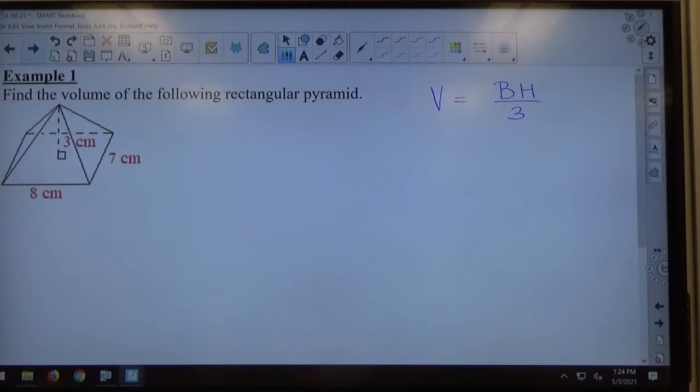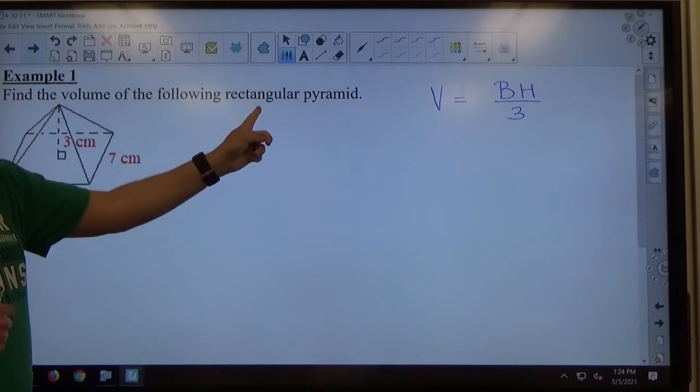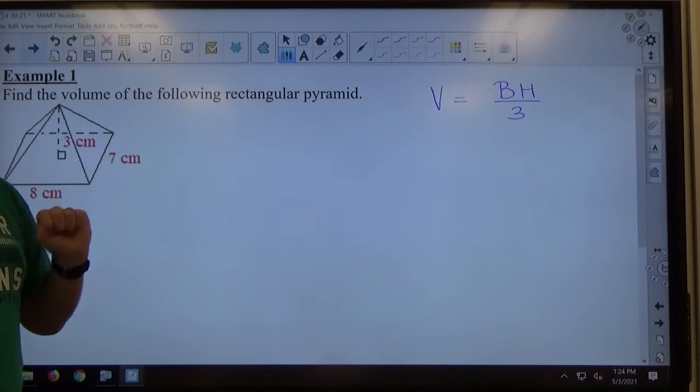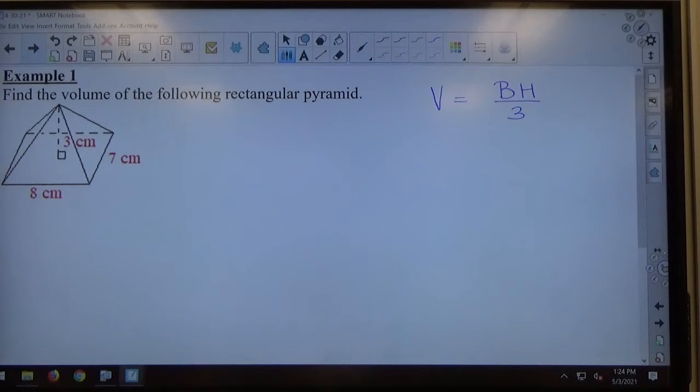First step, they're going to describe the base with some adjective. Rectangular pyramid. Might be a trapezoidal pyramid, that means the base is a trapezoid. Might say a triangular pyramid, now the base is a triangle. Might say hexagonal pyramid, now the base is a hexagon, and so on and so forth. So they're going to give you some sort of a base. You should be able to find the area of it in some way, shape, or form.